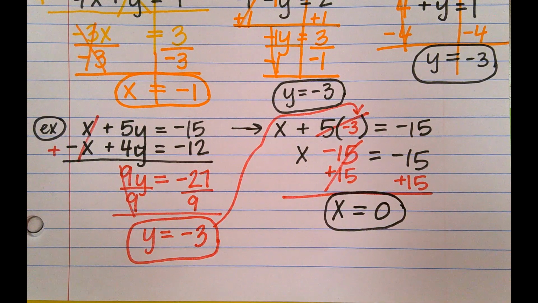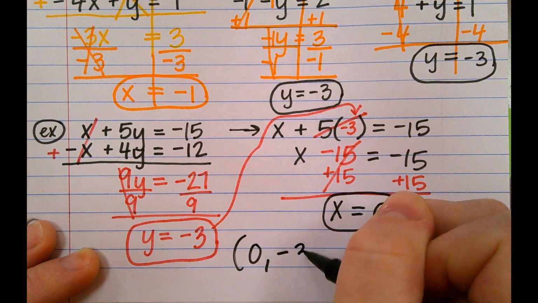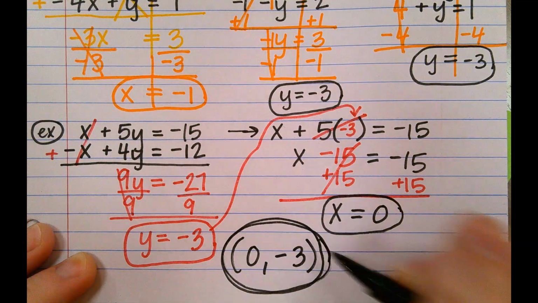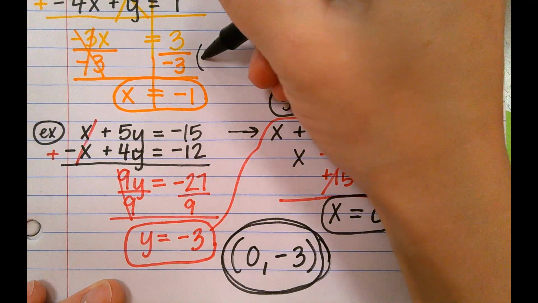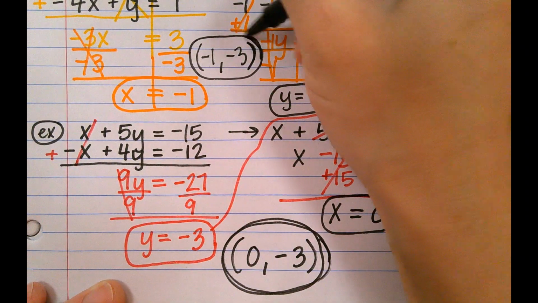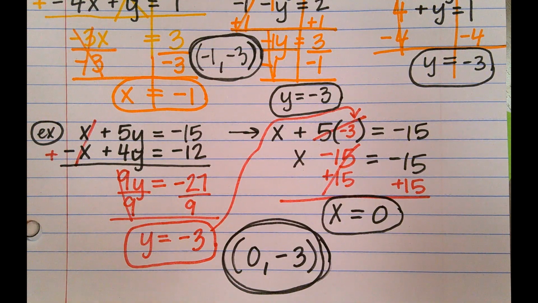Excellent. What would my coordinate be? 0, negative 3. I forgot to do that on the last one. Perfect. You are correct. The last one would have been negative 1, negative 3. All right. Any questions about anything we just did?